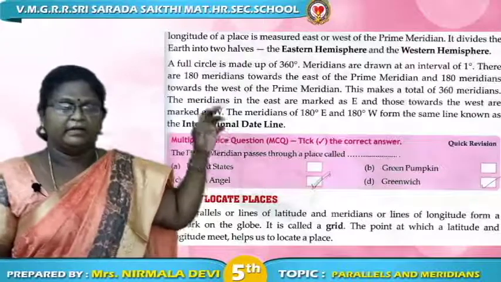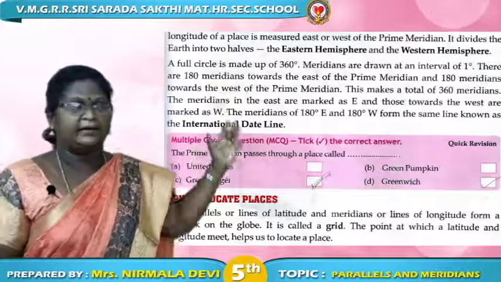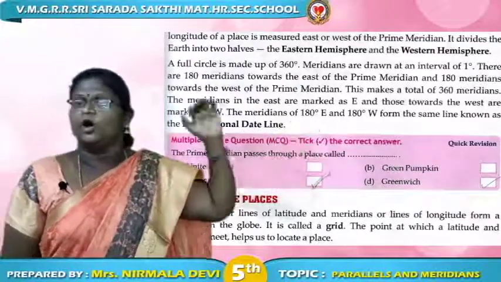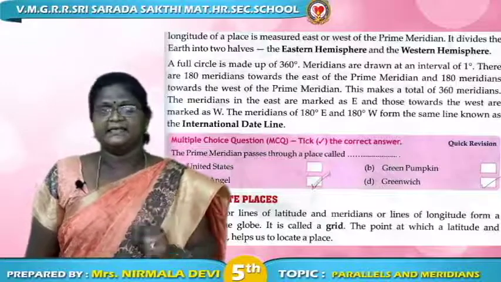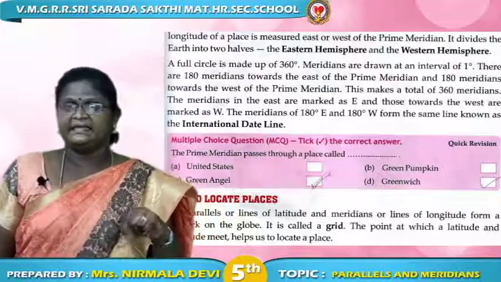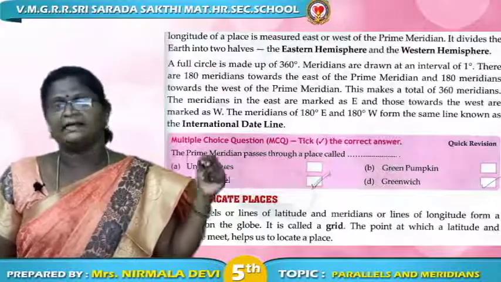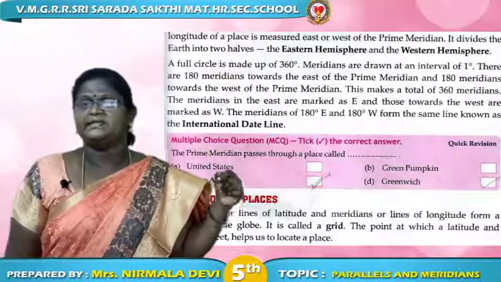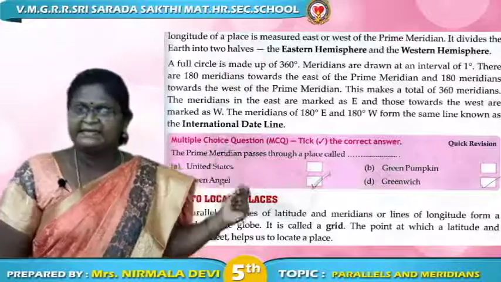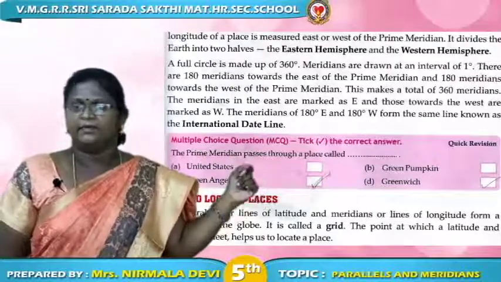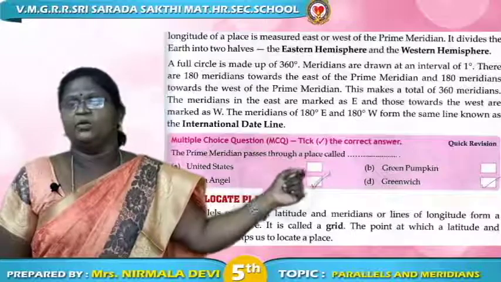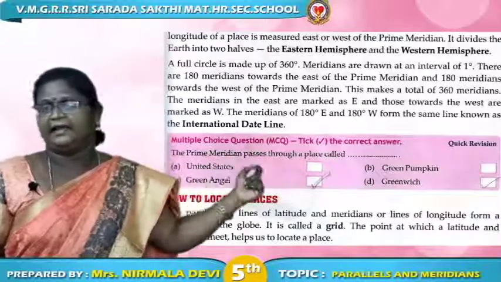Okay, see, we have 180 degrees this side and 180 degrees that side. So how many meridians do we have? 360 meridians. The meridians in the east are marked as E and towards the west are marked as W. The meridians of 180 degrees east and 180 degrees west form the same line, known as the International Date Line.